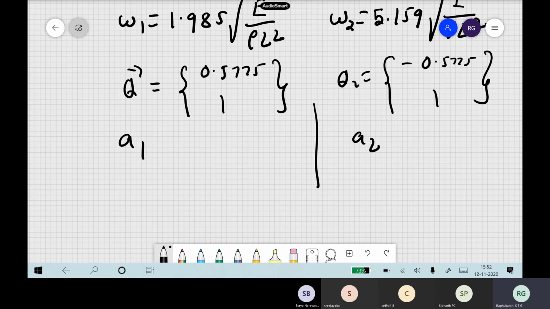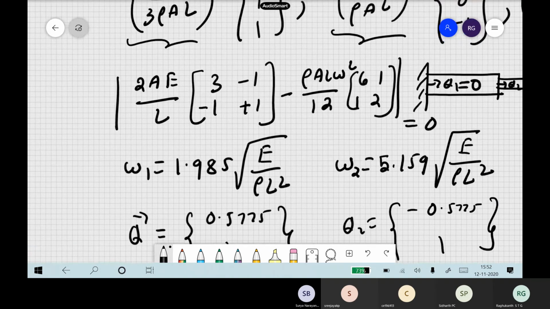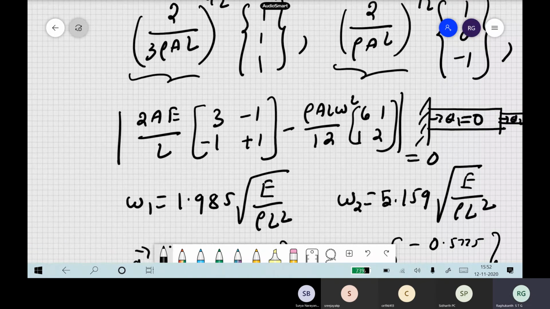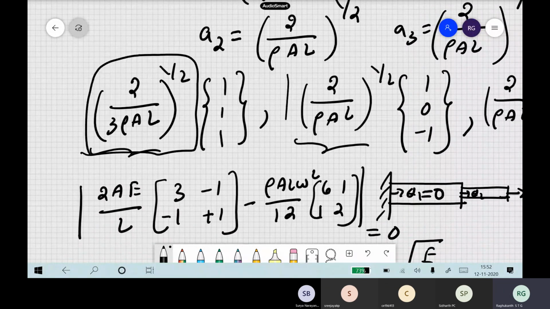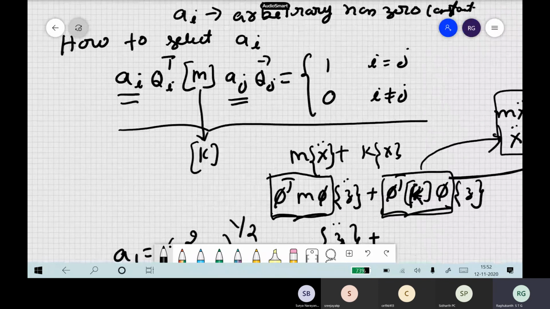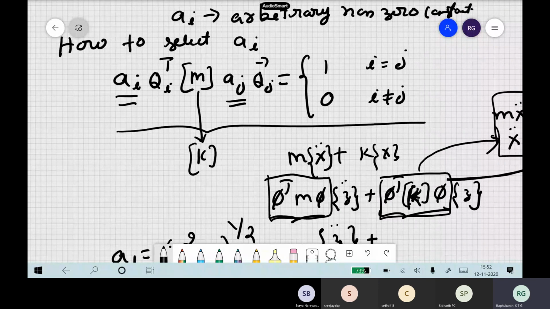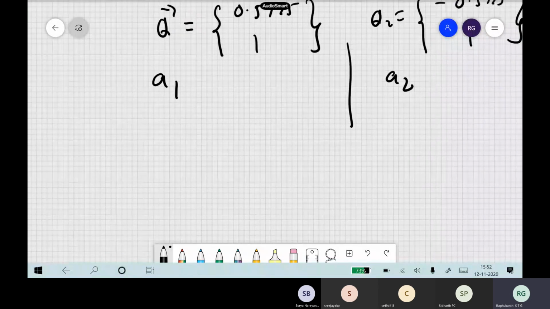Just now I told you, right? How do we calculate the amplitudes of the eigenvectors? Just now we discussed how we calculated these amplitudes. We make it orthogonal to the mass matrix, and the right hand side should be 1. You can make it orthogonal to the stiffness matrix also, but then the right hand side should be omega square. So you can find out both A1 and A2 for this problem.